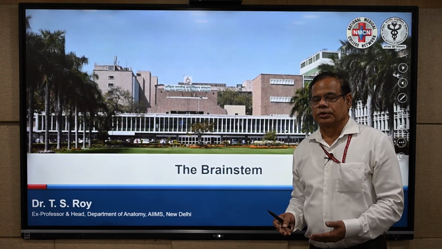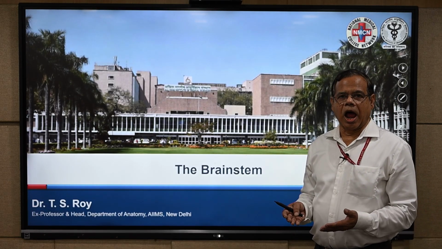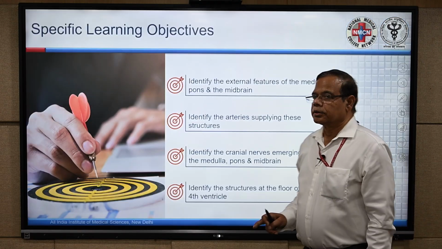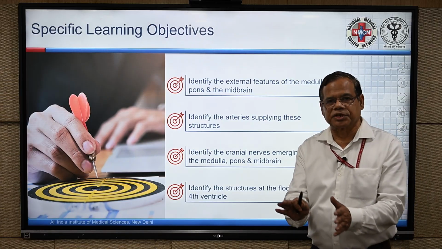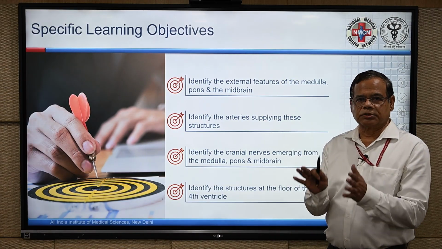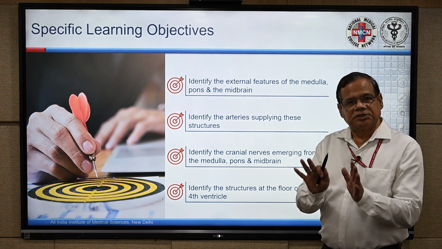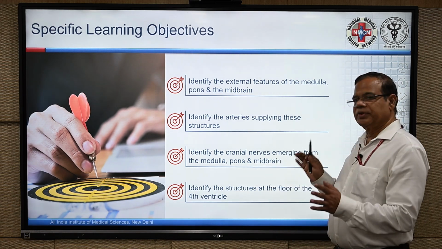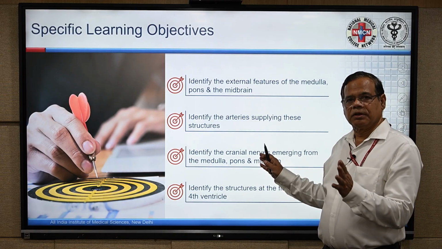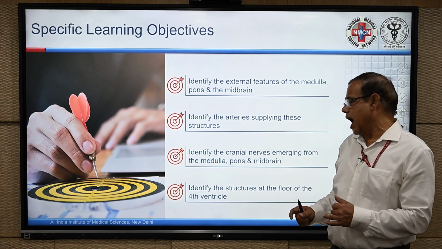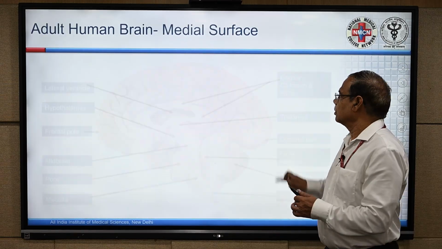What is brainstem? Brainstem is medulla, pons and the midbrain. The objectives are to identify the external features of pons, medulla and the midbrain, identify the arteries supplying these structures, identify the cranial nerves emerging from the medulla, pons and midbrain, and identify the structures at the floor of the fourth ventricle.